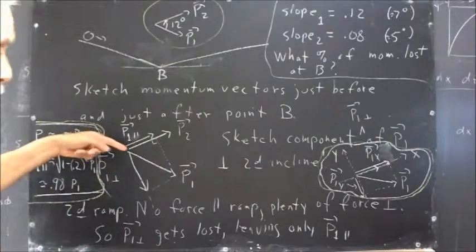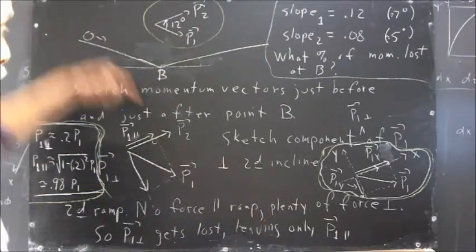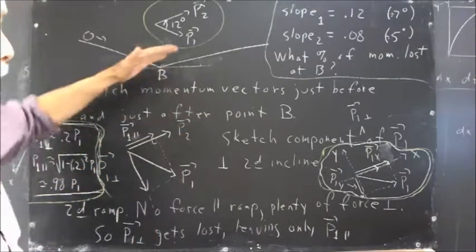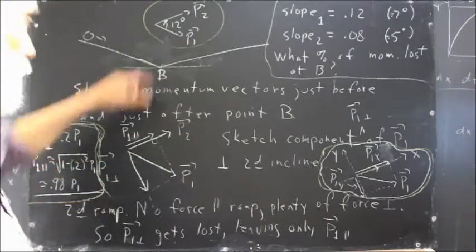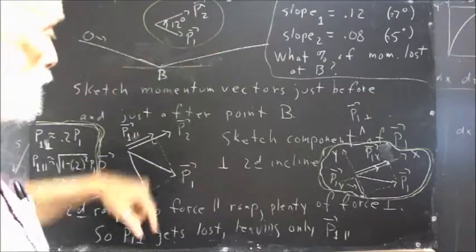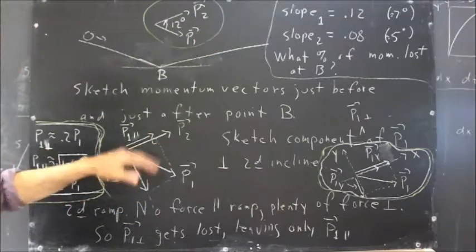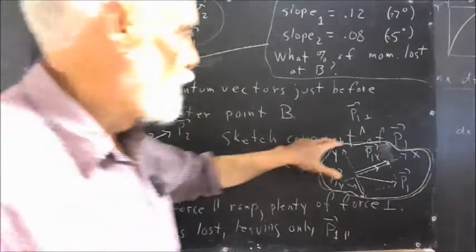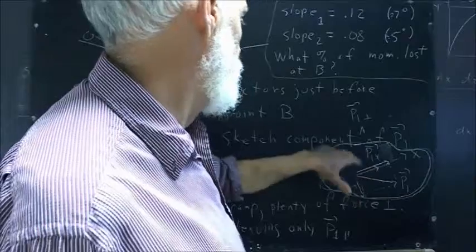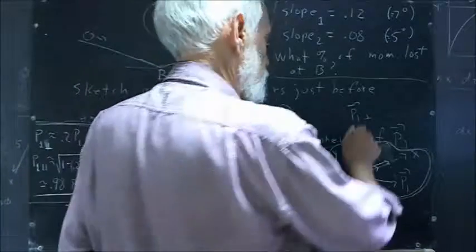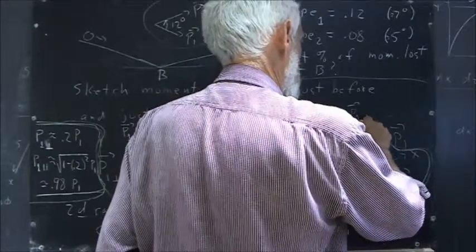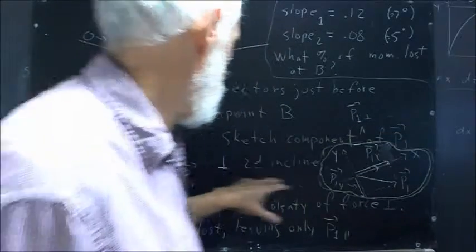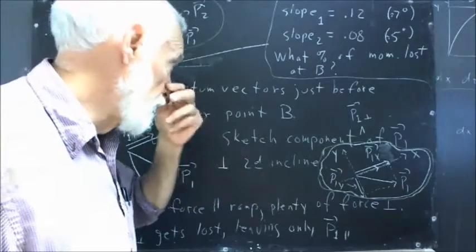The momentum vector before collision would be P1, and it's going to be parallel to the first ramp, and P2, the momentum after passing the point B, parallel to the second ramp. I probably exaggerated these angles a bit, but here's P1, here's P2. I then ask you to sketch the components. The component of P1 perpendicular to P2, of P1 perpendicular to the second incline.